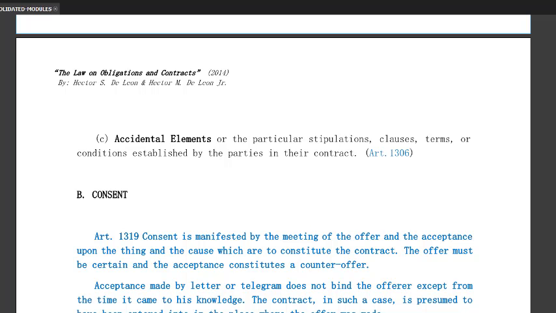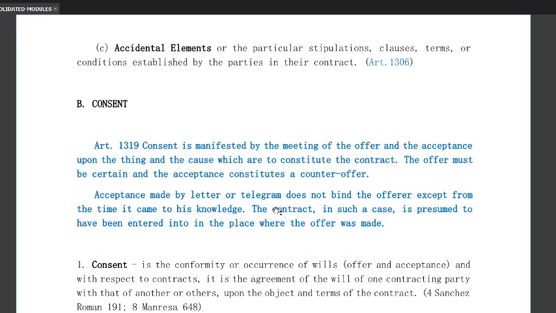And then, under 1319, we have the definition of what a consent is. So, basically, consent is manifested by the meeting of the offer and the acceptance upon the thing and the cause which are to constitute the contract. The offer must be certain, and the acceptance must be absolute; a qualified acceptance constitutes a counter offer. So, by this provision, we can readily see what consent is. There should be a manifestation that the offer and the acceptance meet upon the cause or consideration of the contract.